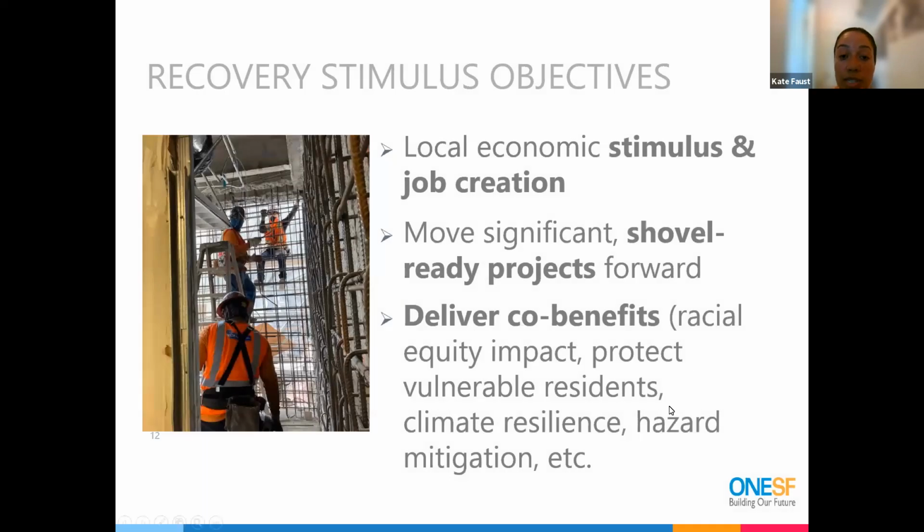So the recovery stimulus projects will be highly visible investments that stimulate employment and deliver co-benefits by addressing not only resilience goals, but also promoting equity in the city's service delivery.